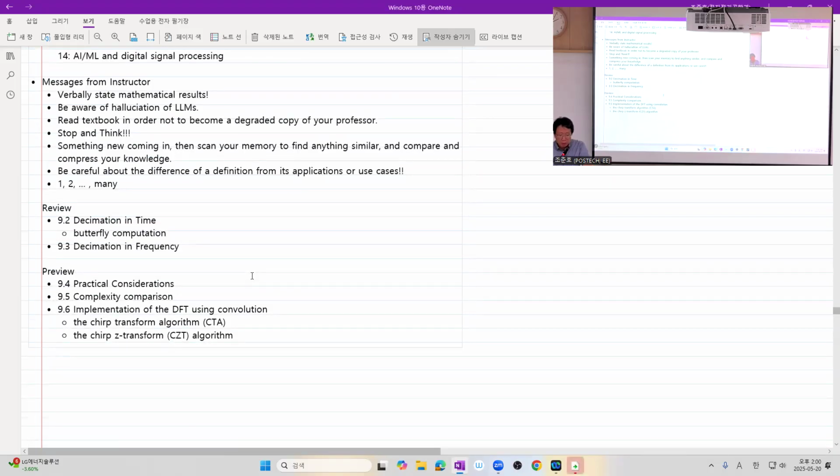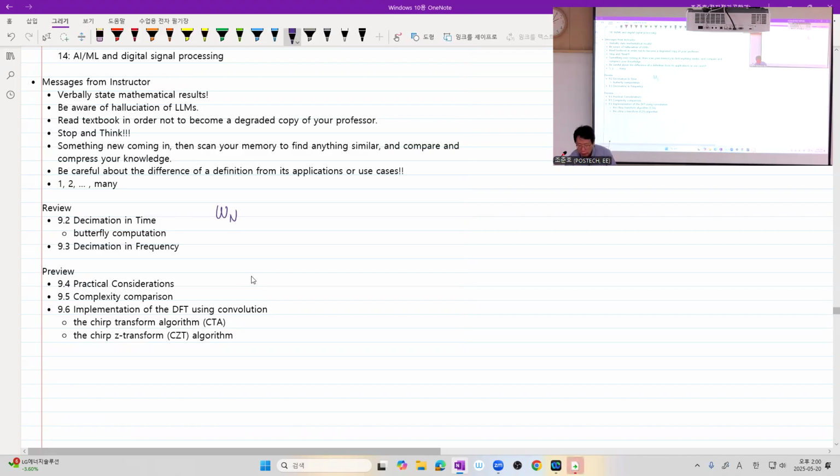The review is very simple. Last time we studied the decimation in time FFT algorithm, and we've learned a lot actually. So the most important two keywords were what? The symmetry and the periodicity of W sub n raised to the power of nk.